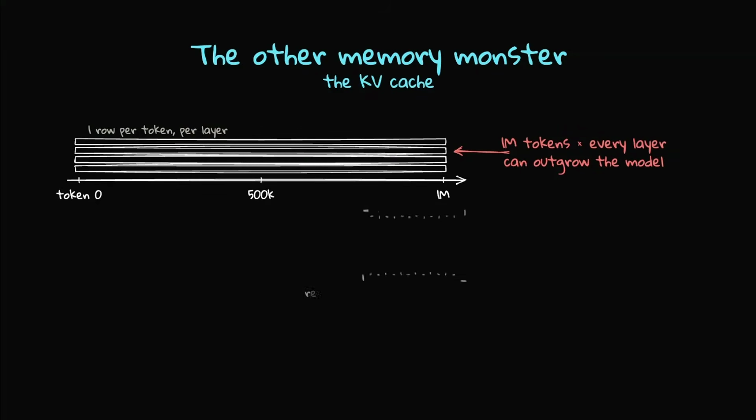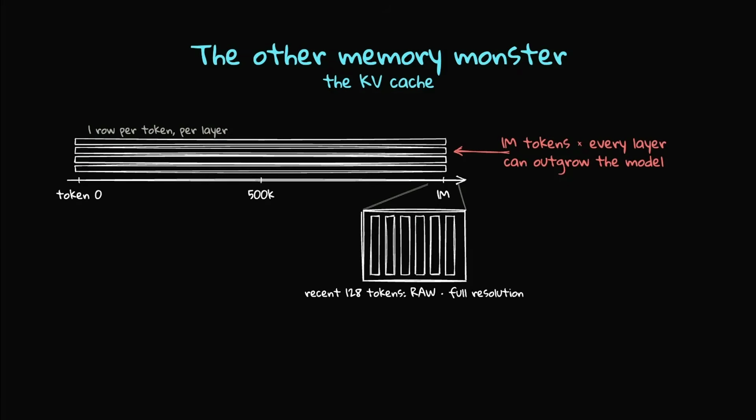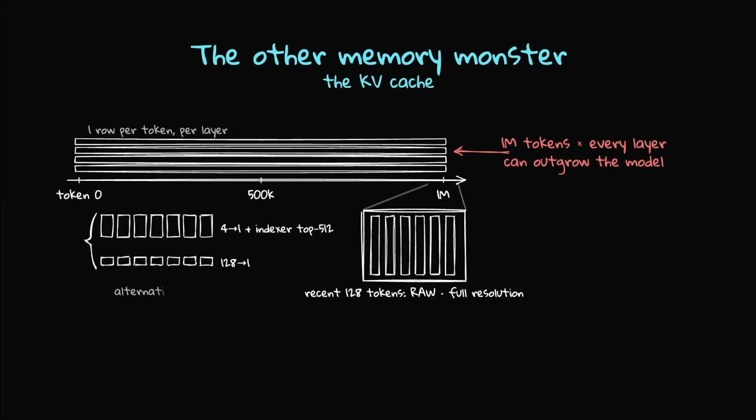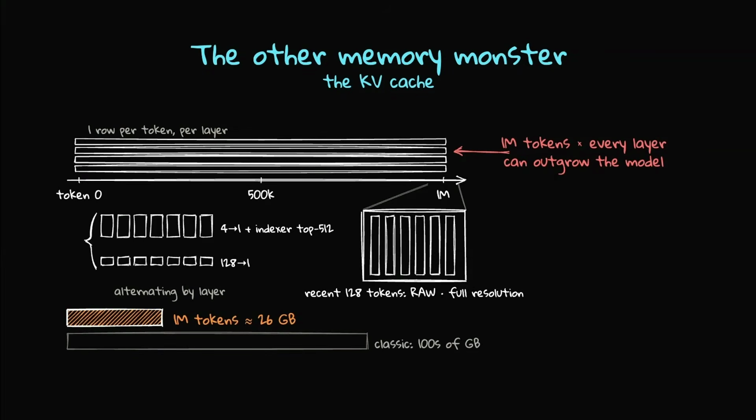Now, DeepSeek V4 has a clever layered design. Each layer keeps the most recent 128 tokens raw, at full resolution. That's basically your local context. Now, older history gets compressed a long time. Half the layers pool every 4 tokens into one row, with an indexer that picks the 512 most relevant rows to attend to. The other half compress 128 to 1. So the result of this is that 1 million tokens of context costs about 26 gigabytes.